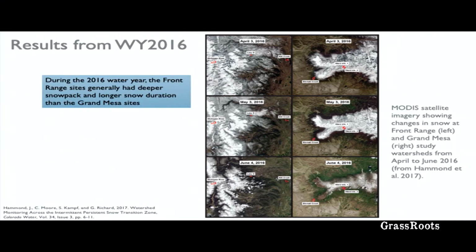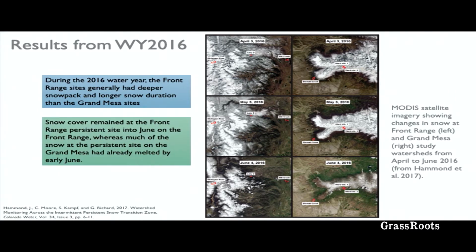And in that first year of monitoring, one of the things we found was that the Front Range sites generally had deeper snowpack, and that snowpack lasted longer than the Grand Mesa sites. So that snow on the Front Range sites persisted in more areas into June, whereas on the Grand Mesa, almost all of it had melted out in early June.